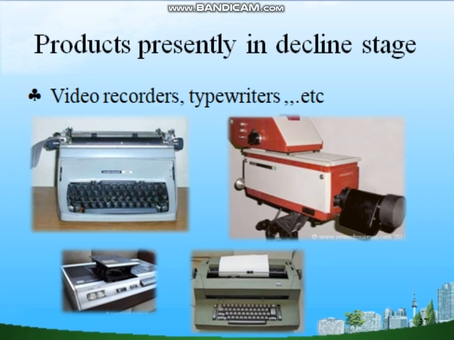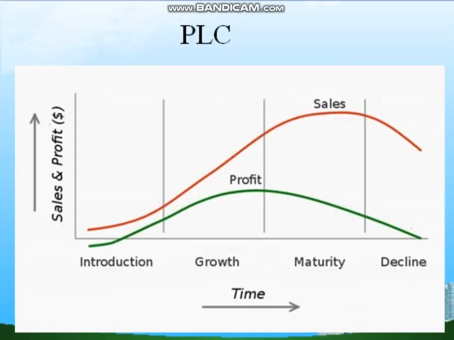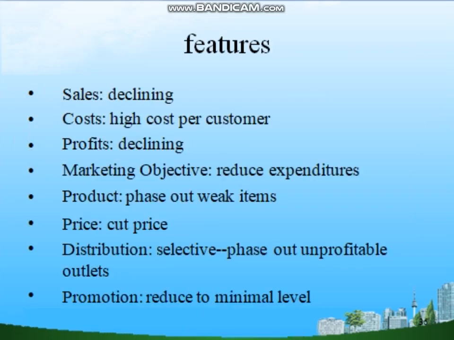And let us see what the features of the decline stage are. In this stage the sales start declining. The cost will be very high as per the customer, and the profit will be declining, and the marketing objective is to reduce expenditures. Product: they will phase out weak items. Price: they will be cutting the price. Distribution: selectively phase out unprofitable outlets. Then promotion is reduced to a minimum level.